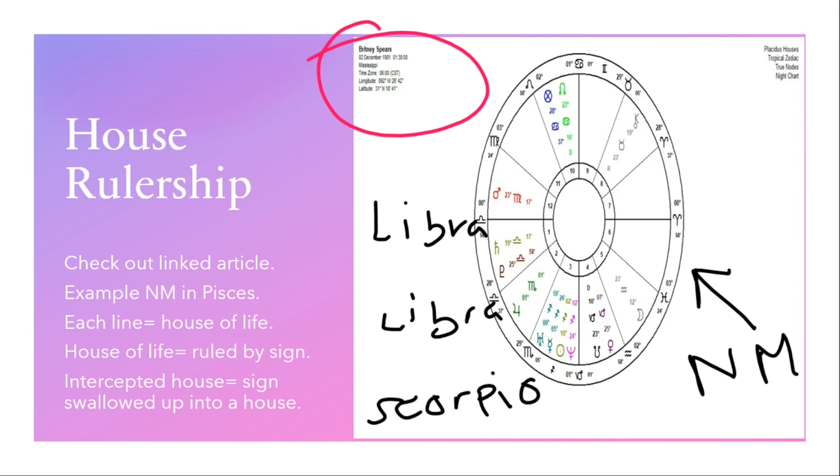So this is what we mean by house interception. And so I've showed you this so that you could recognize it in your own chart if you have it, or another chart if you come across it. So back to what we're looking at today.